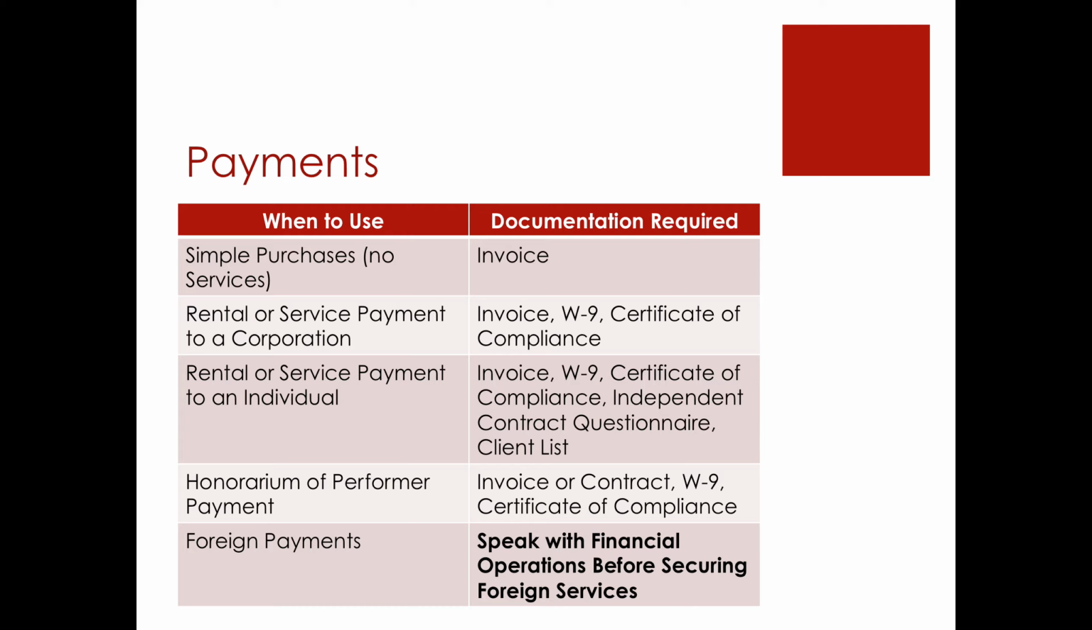If you're processing an honorarium for a performer or a speaker, you'll need an invoice or contract, a W-9, and a certificate of compliance. If you are issuing any payments to foreign companies or individuals, please speak with our financial operations team before securing those foreign services. There's additional paperwork that needs to be done.